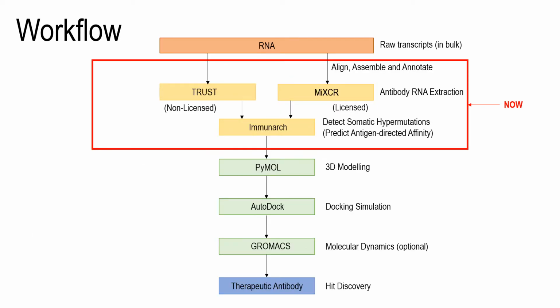The workflow of the pipeline. I'm pretty sure I've shown you this earlier this year, and I've gone through some major revision and revamped the pipeline again. So first we start off with the RNA, raw transcripts in bulk. Then we extract the antibodies using two tools, either of the tools actually, TRUST and MiXCR. And we detect the variants or somatic hypermutations using ImmuneArc, and we go the usual 3D modeling and proteomic analysis downstream to find the hit, which is the therapeutic antibody. And this part is what's going through right now.